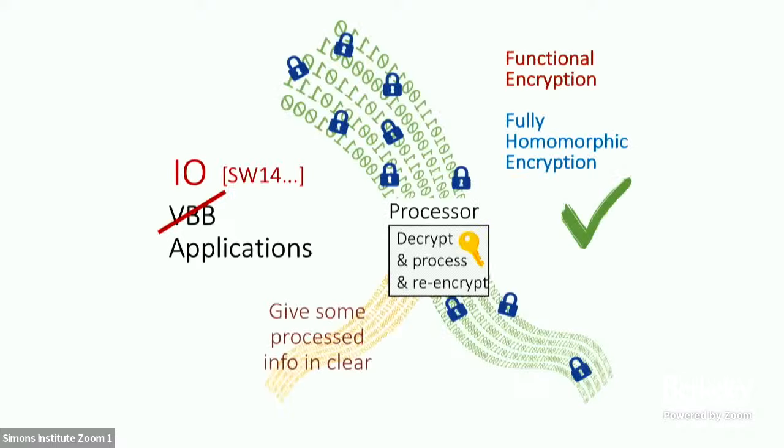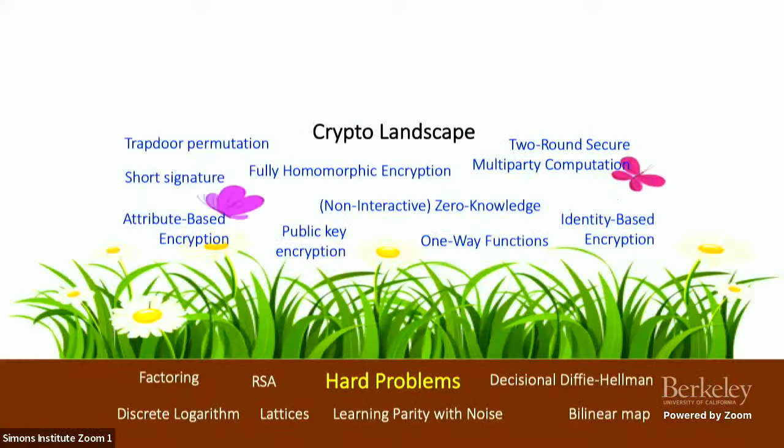Somewhat surprisingly, in all the virtual black box applications, the crypto community has managed to replace BBB with IO, including this application for building fully homomorphic encryption and functional encryption. And furthermore, in the last decade, IO has really changed the cryptography landscape.